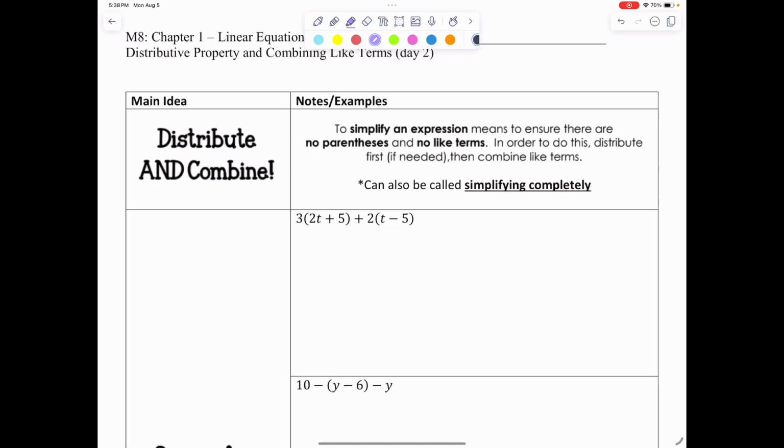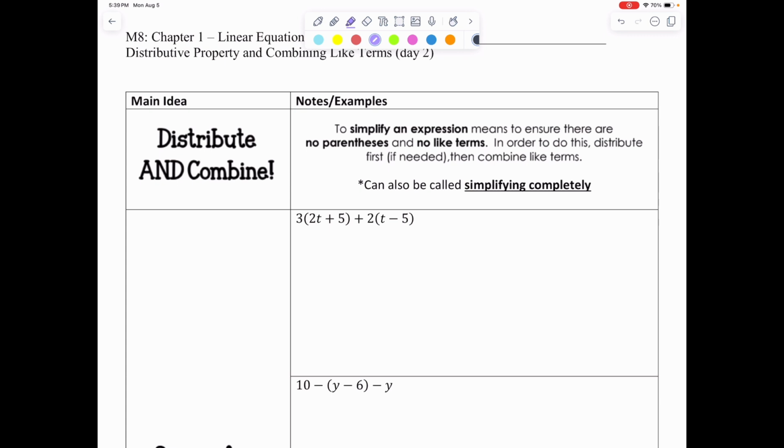Our next lesson is called Distributive Property and Combining Like Terms, Day 2. If you think back to the previous lesson, we spent some time reviewing some vocabulary. We know we have variable terms, which are terms with a variable. From those, you find coefficients. Coefficients are the numbers next to the variable or in front of the variable. And we also learned that constants are terms without variables, so they're basically another name for numbers.